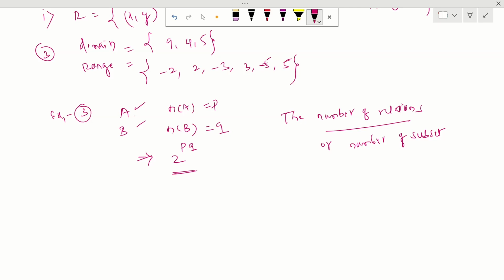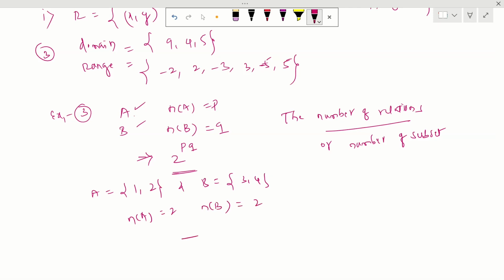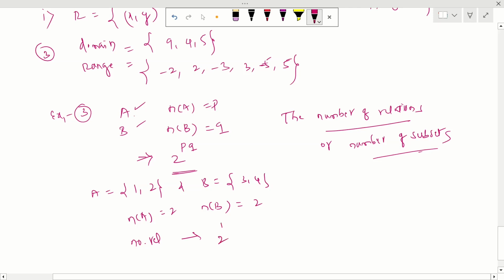I will give an example here. A contains two elements, 1, 2, and B also contains two elements, 3, 4. So the number of elements in A is 2, and in B is also 2. So the number of relations, or subsets, is 2 raised to P into Q. So it is 2 raised to 2 into 2, which is 2 raised to 4. So 2 raised to 4 relations, meaning here 4 pairs will be there.